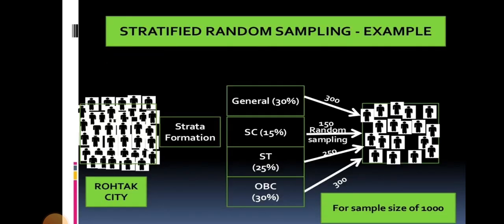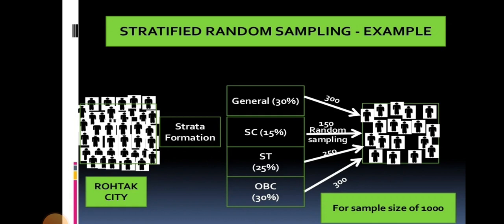Like, for example, a simple stratified random sampling example is Rohtak city. In Rohtak city, strata are formed. The strata here are based on the caste system. In this, first is general, then SC, then ST, and OBC. The general comprises 30%, SC comprises 15%, ST 25%, and OBC 30%.